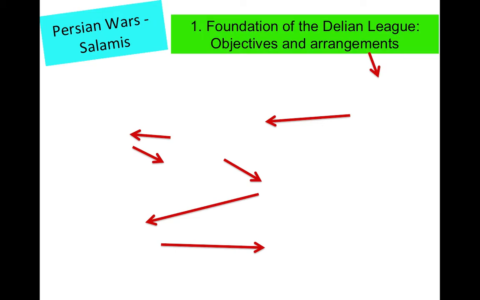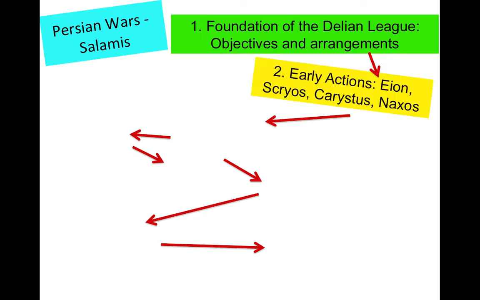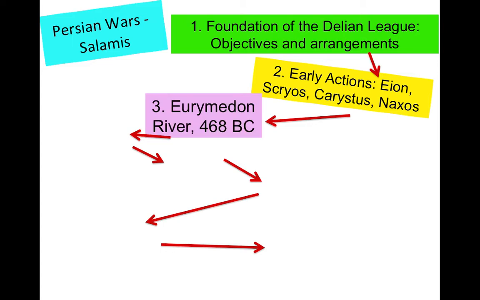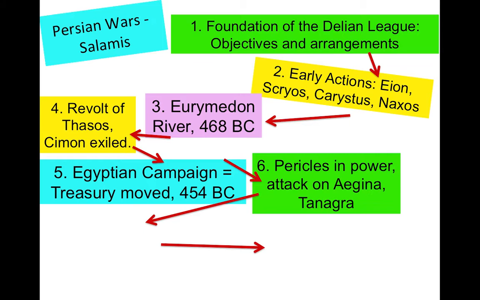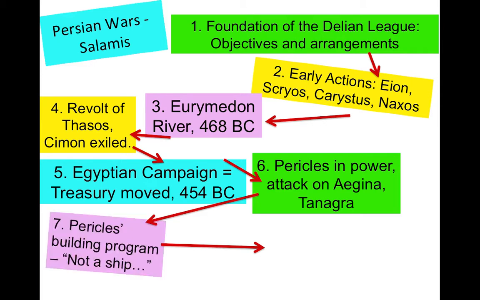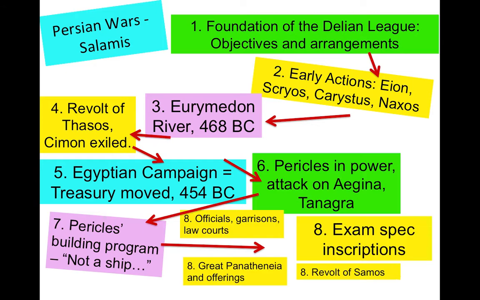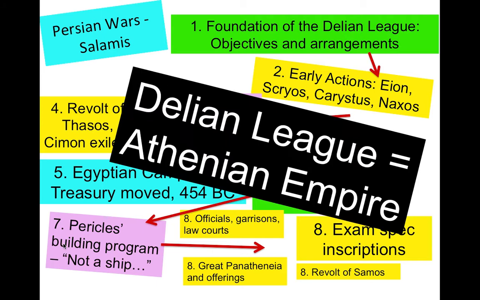We've seen how the Delian League has been manipulated by the Athenians for their own benefit through those early actions, the continuing of the league even after the elimination of a Persian threat, Thasos leaving, Cimon being exiled, and the arrival of Pericles. Remember, when Pericles is in charge, pretty much every Athenian action is benefiting the Athenians, from the building constructions to the overall control on the allies that you've already seen with your exam spec inscriptions. Basically, that first half of the module is all about the Delian League becoming an Athenian empire.